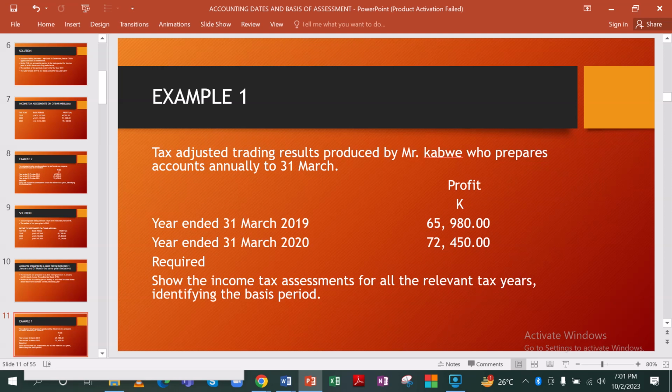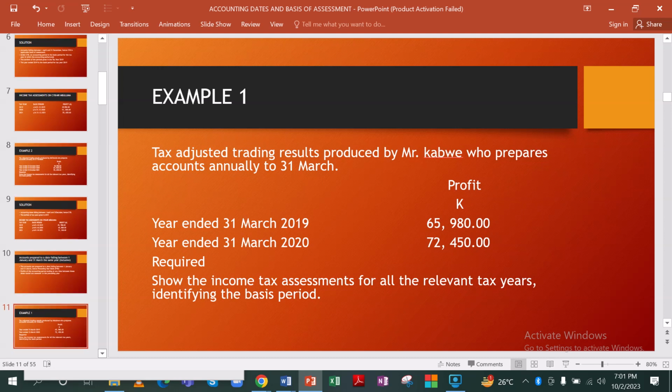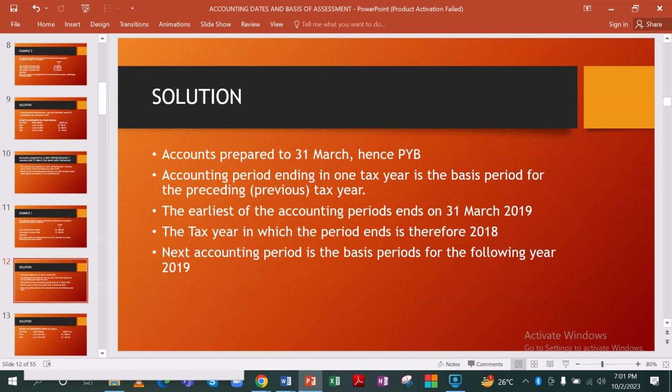So let's look at how we sort out this particular simple problem. So again, I start by identifying points of interest. When you look at that, some of the points I've already touched upon. You notice first of all that the accounts are prepared to 31st March. Hence, you are using preceding year basis.